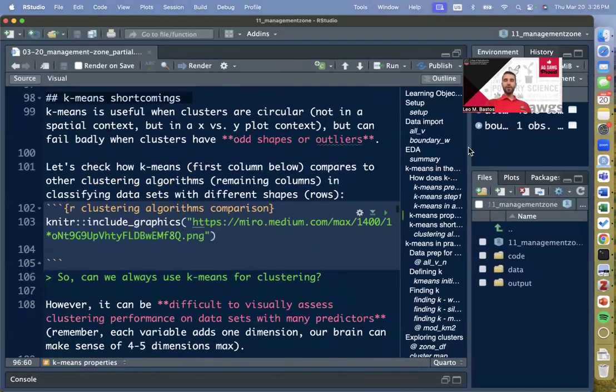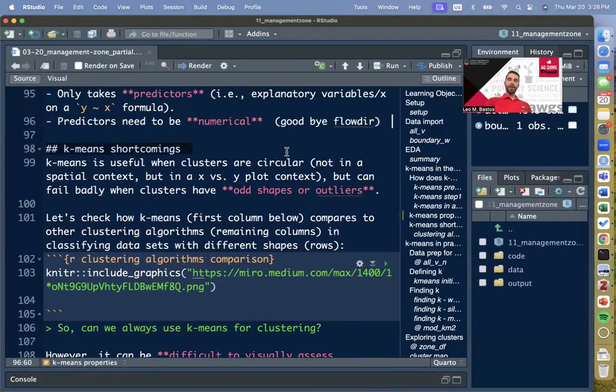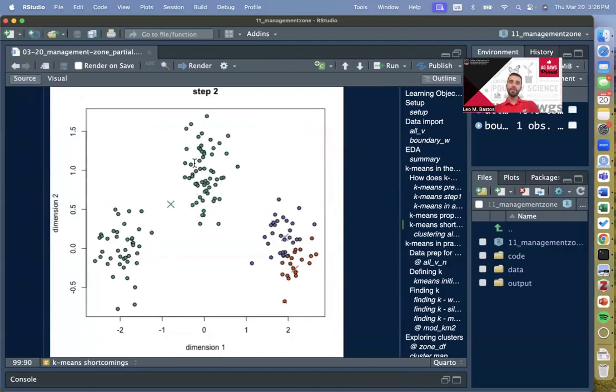All right, so we're going to talk about some of the shortcomings of k-means. K-means is very useful when your clusters are circular, not necessarily in a spatial context, but in the context of the dimensions of your data. Here, for example, maybe these points could be coming from a spatial data set. Maybe they all have longitude and latitude coordinates behind the scenes, but that is not what I'm showing on X and Y. I'm showing perhaps elevation and slope, and you see shallow, right?